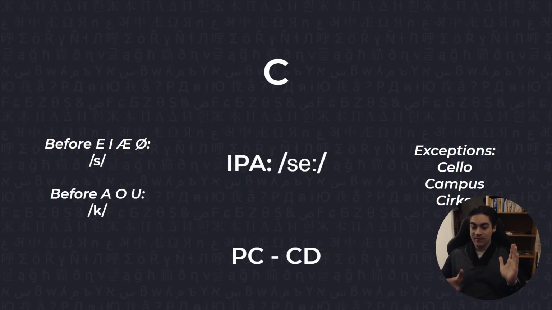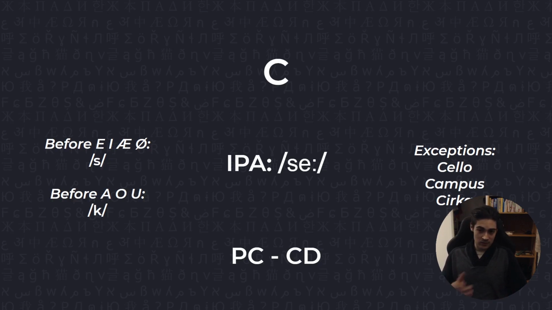This letter is called C in Norwegian. Usually it's pronounced as an S before E, I, Y, and Ö. And before A, O, and U, it usually becomes a K sound. The most common words you'll hear are here: PC is computer, and CD is a CD.